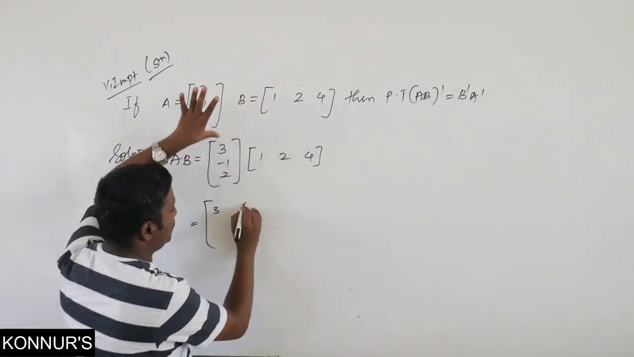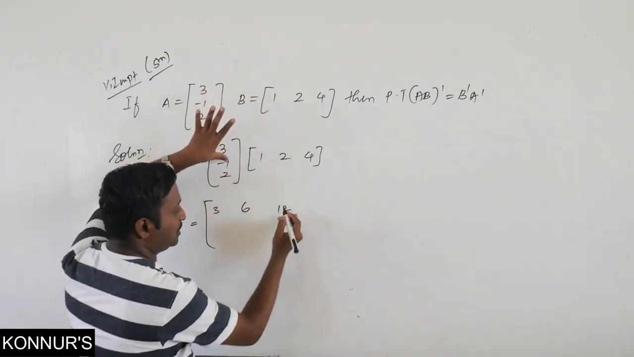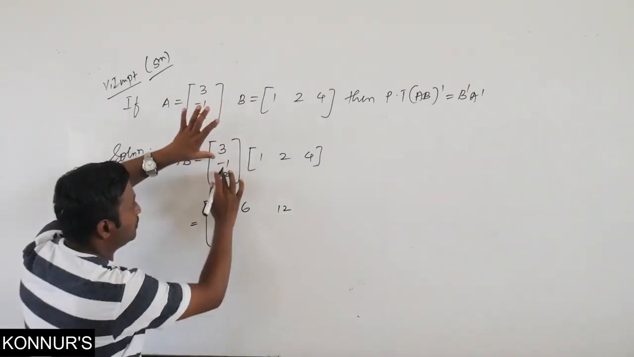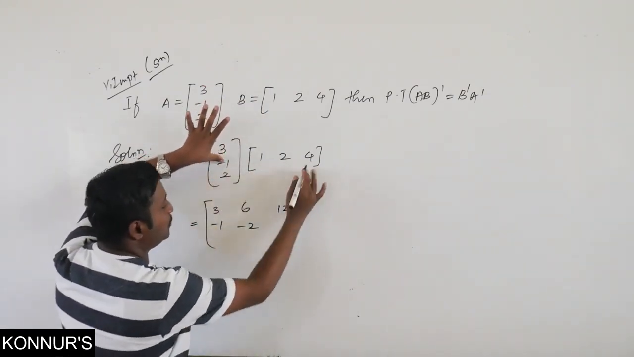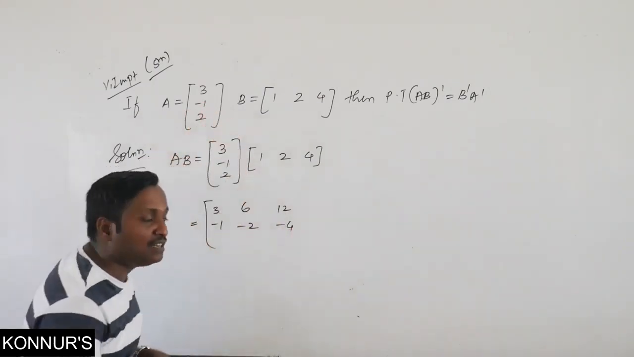First row, second column here. First row, third column, like this. This is the important point. Minus 1 into 1 is minus 1. Minus 1 into 2 is minus 2. Minus 1 into 4 is minus 4. Repeatedly I will say, look at this.